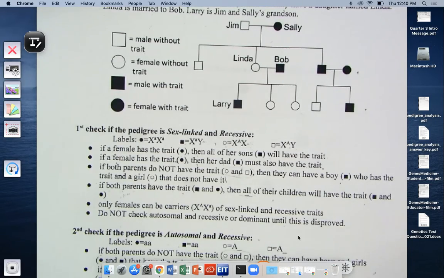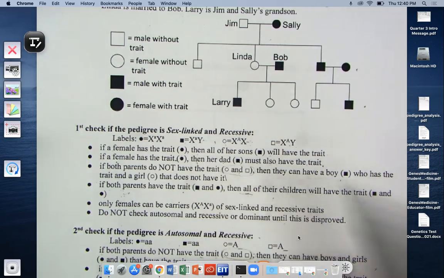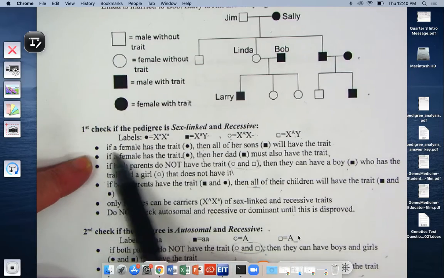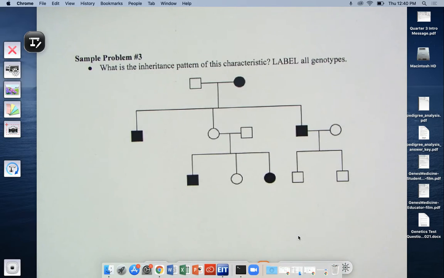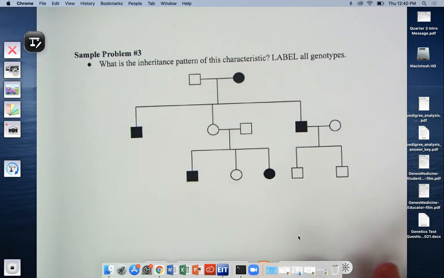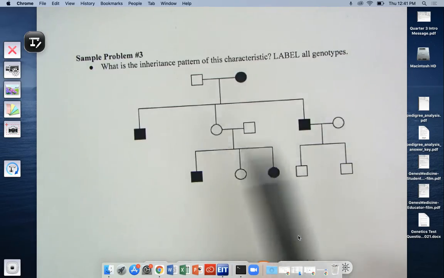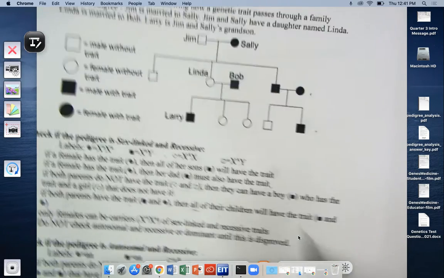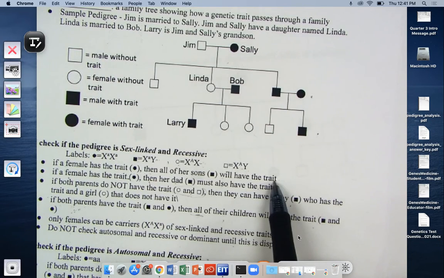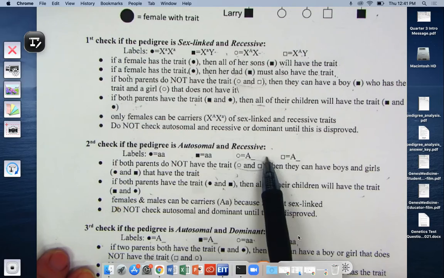Back to this page, starting at the beginning again. And that's the part where it's like again, again, again. All right, if a female has the trait, then all of her sons will have the trait. Female has it, all of her sons have it. Okay. If the female has a trait, then her dad must have the trait. So do I have a female has the trait, her dad has the trait? No. So I already found a no. Since I found a no, it's not sex-linked. Next one, autosomal and recessive.